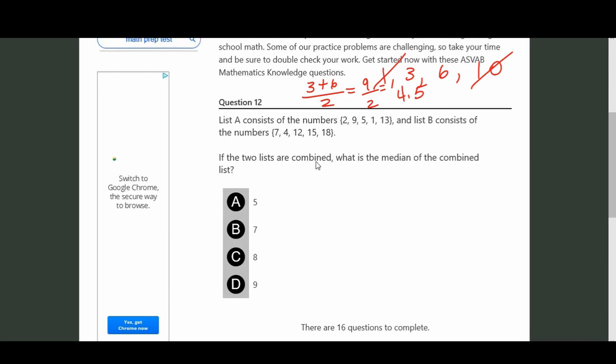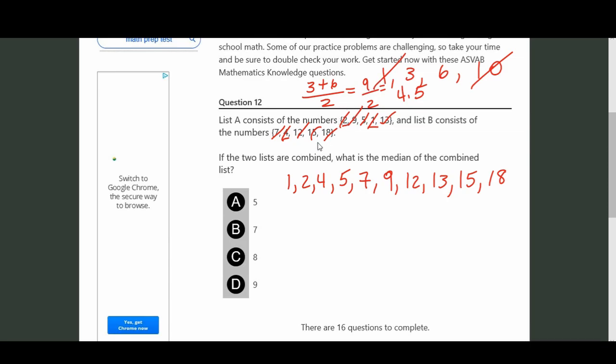So in order to find the median, you're going to order the numbers from least to greatest. I can see 1, so let's start with 1. Cross that out. I can see a 2. We don't have a 3. I see a 4 next. Let's cross that out. Is there a 5? There's a 5 right there. 6, no 6. 7's right there. 8, no 8. Got a 9. Got 12, 13, 15, and 18. So I just combine both of those lists.